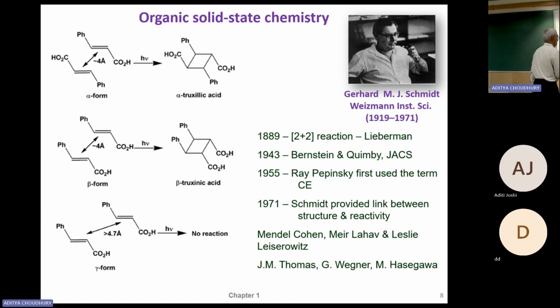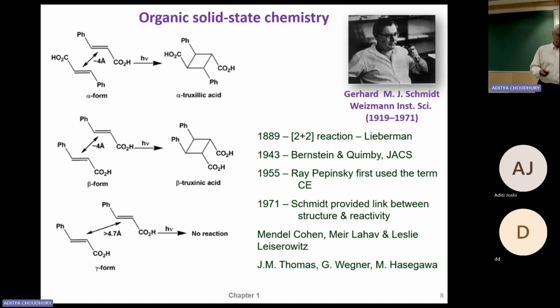But later, Schmidt started working in the 1960s on this 2+2 cycloaddition reaction. And again, there is a history. Bernstein was the one who was in the US. He went to Israel, to the same university where Schmidt was working. I forgot the name of the university. Schmidt got his master's under Robert Robertson and his PhD under Dorothy Hodgkin.